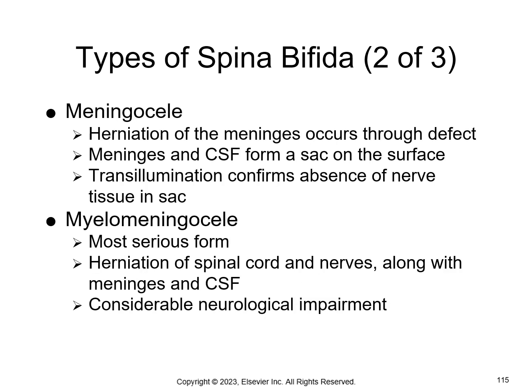A meningocele is also when the spinous processes don't fuse, but in this, herniation of the meninges occurs through the defect. The meninges and cerebrospinal fluid form a sac on the surface. Transillumination confirms that there's no nerve tissue in the sac. There is usually not neurologic impairment, but rupture of the sac or infection can lead to neurologic damage. A myelomeningocele is the most serious form. Herniation of the spinal cord and nerves along with the meninges and cerebrospinal fluid happens, resulting in a pretty severe neurologic impairment. The location and extent of the herniation determine how much function is lost.